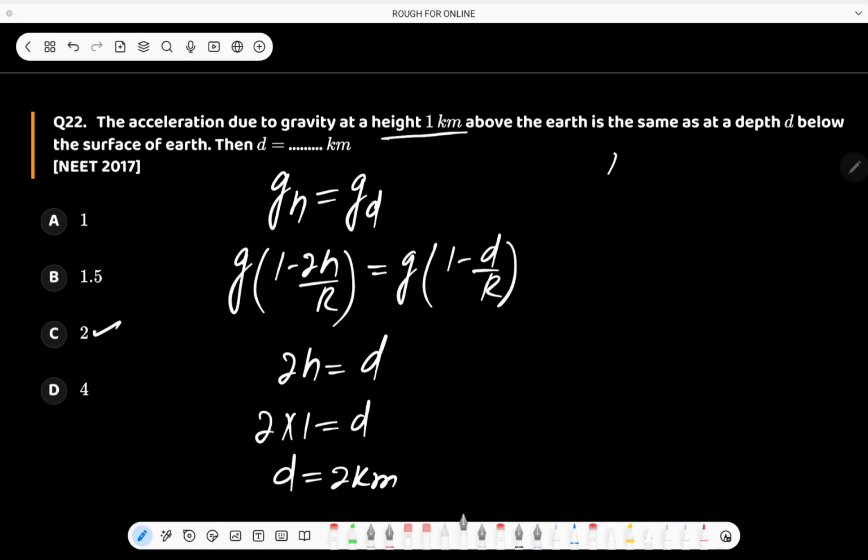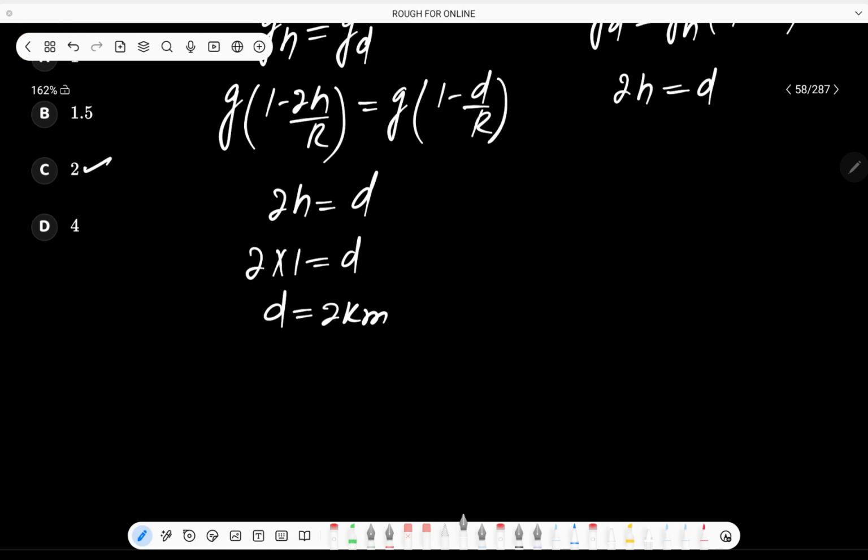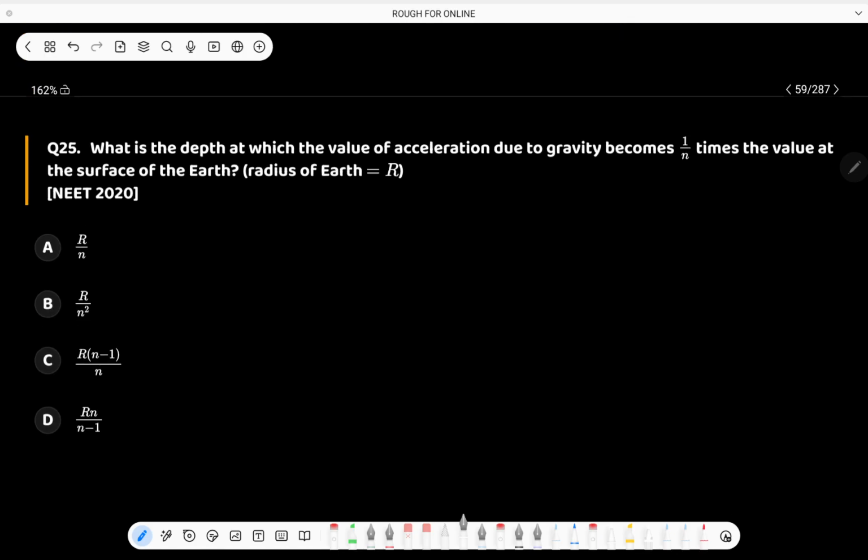So the important equation here, one more, is that if g_h is equal to g_d, for h very, very small compared to R, in that case the relation between h and d is something like this: 2h equals d. Okay, let's move to another question.